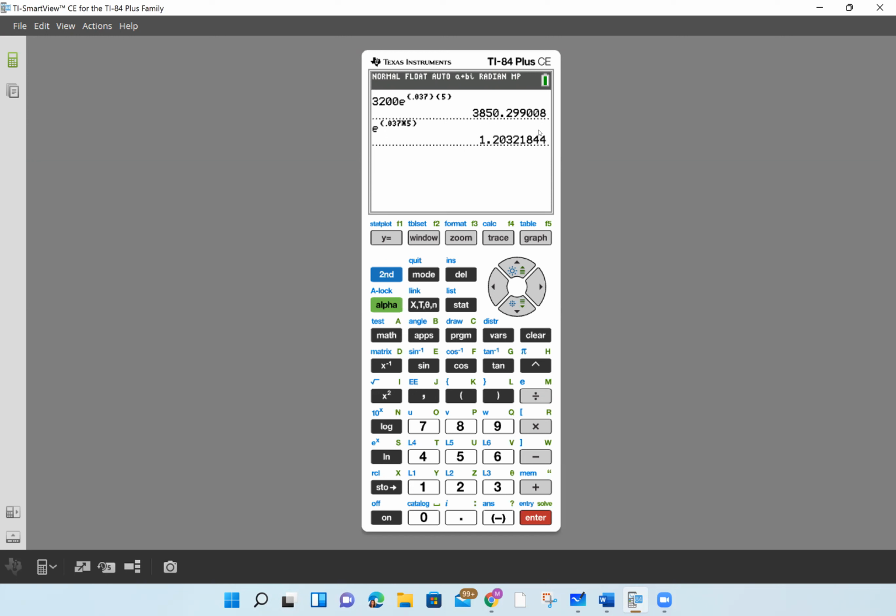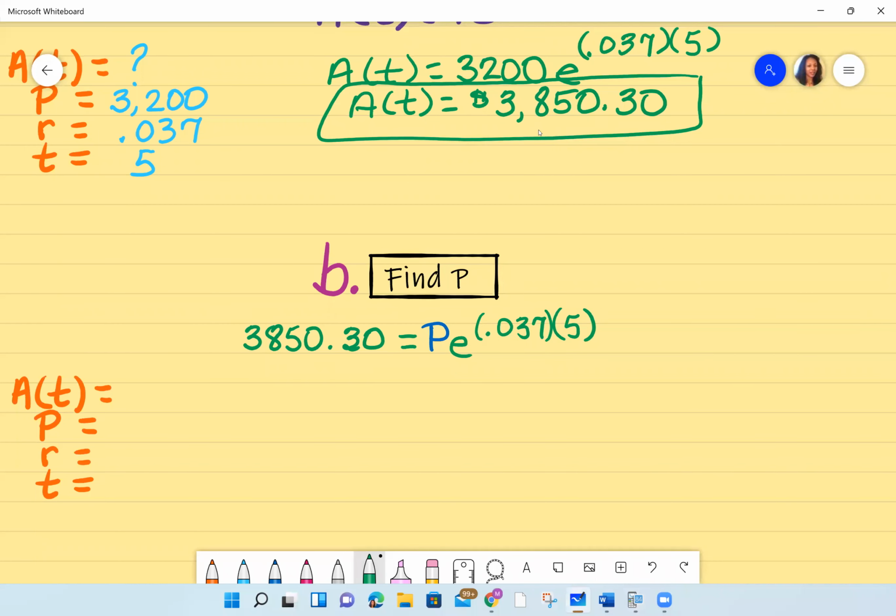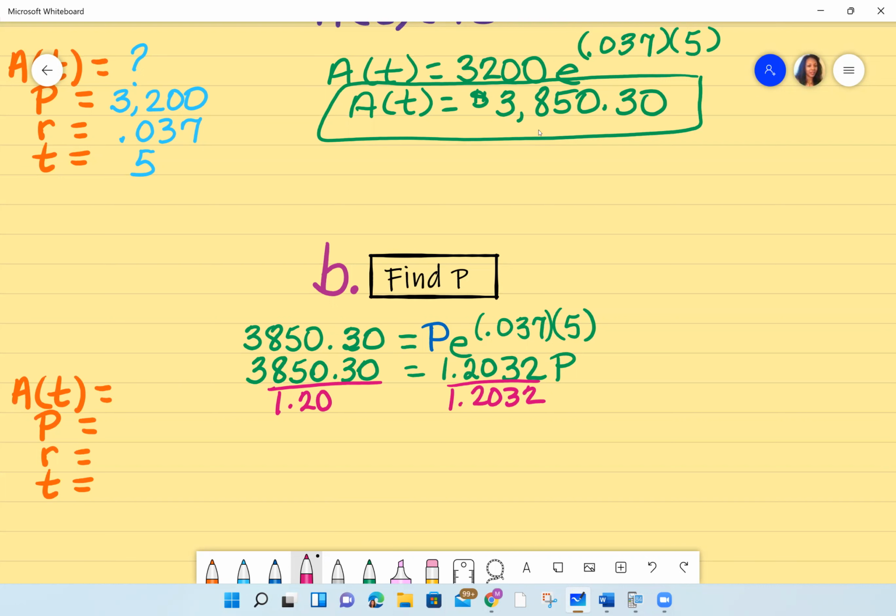So 1.2032. That's what's going to go over here, 1.2032. And I notice I still have a P. On this side of the equation, I have 3,850.30. So now what I want to do is divide both sides by what's stopping P from being by itself, which is 1.2032. And I'm sorry that my pen is dragging.